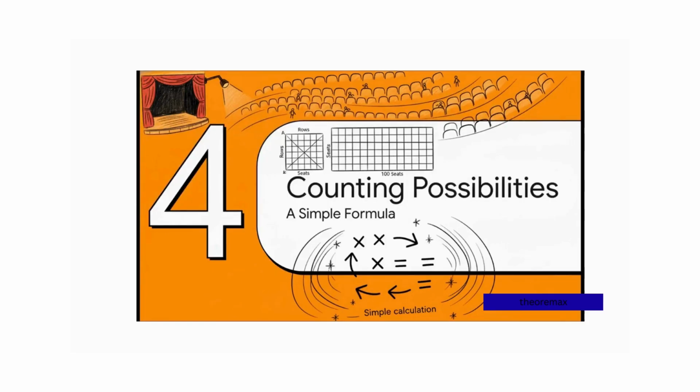Okay, great. So we know how to list out all the pairs. But what if our theater was huge, like 50 rows and 100 seats? You're not going to sit there and write out 5,000 pairs by hand. No way. Luckily, there's a super simple, beautiful little formula to get the total number instantly.